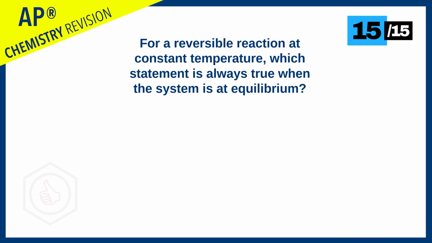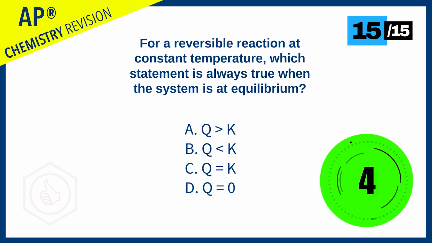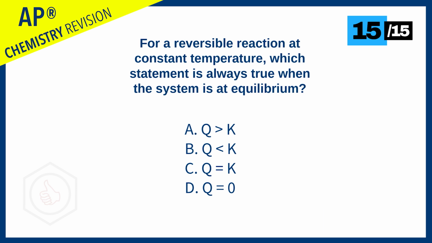For a reversible reaction at constant temperature, which statement is always true when the system is at equilibrium? Q is greater than K, Q is smaller than K, Q equals K, or Q equals 0? The answer is Q equals K, because Q, the reaction quotient, refers to the proportion of product to reactant concentrations at any given moment in time, whereas K refers to the proportion of product to reactant concentrations at equilibrium. So if Q is the same as K, that means the proportion of product to reactant concentrations must be the same as when the system is at equilibrium, meaning the system is at equilibrium.